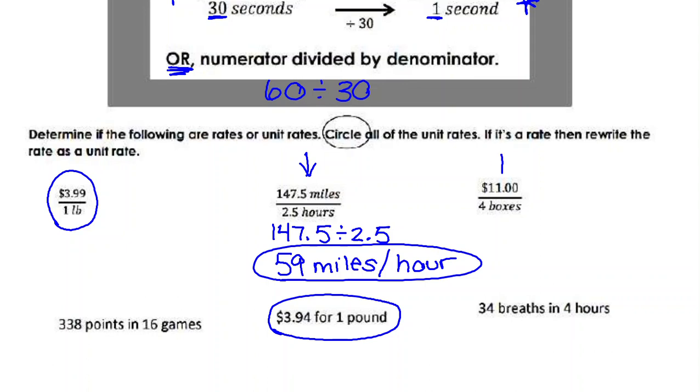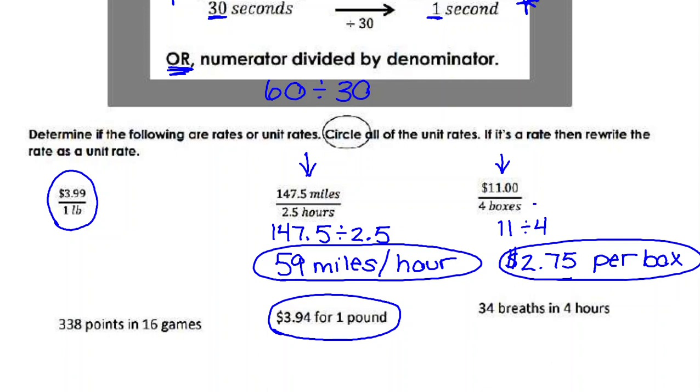Same thing with this one here. All I have to do is divide the numerator by the denominator. So I'm going to take 11 and divide it by 4 to figure out how much money, because this is money, over boxes. And I end up getting $2.75 per box. So I'm just looking at the label to see what I'm using as my per for that problem.